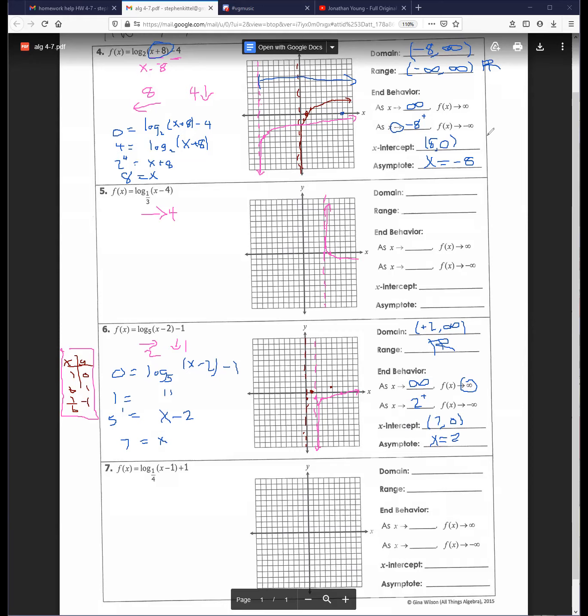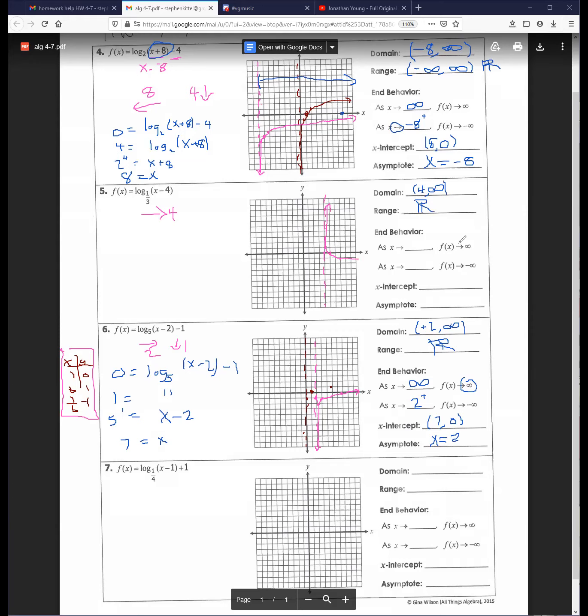I don't normally see questions like this, but guess what? We're doing them today. So in this case, the domain is still everything to the right of the asymptote. The range is going to be all real numbers.